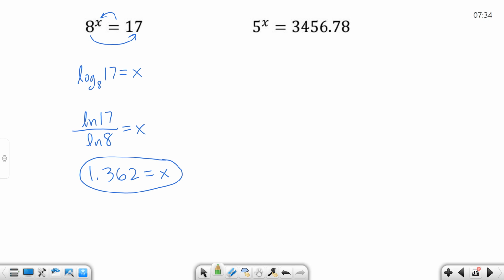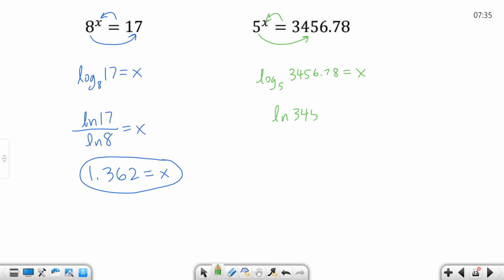And then 5 to the x equals 3456.78. So I can't take 5 and raise it to a power and get 3,456.78. So I'm going to rewrite this just like I just did. Start with the base, go across the equals to what's left. So the log base 5 of 3,456.78 equals x. Well, I don't have a log base 5 button on my calculator. If you do, you can key it in this way. If not, change the base.